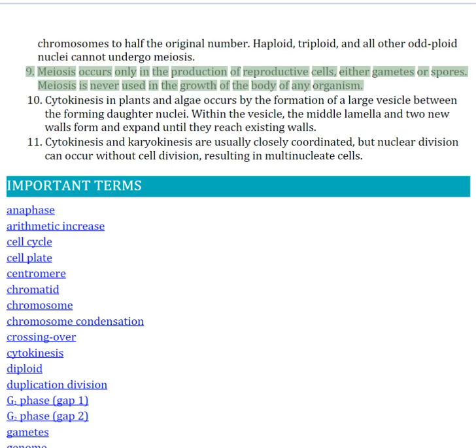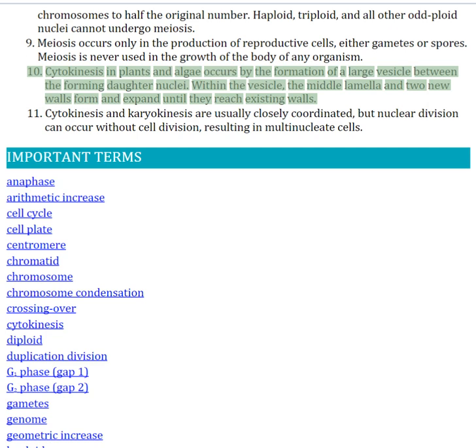9. Meiosis occurs only in the production of reproductive cells, either gametes or spores. Meiosis is never used in the growth of the body of any organism. 10. Cytokinesis in plants and algae occurs by the formation of a large vesicle between the forming daughter nuclei. Within the vesicle, the middle lamella and two new walls form and expand until they reach existing walls.